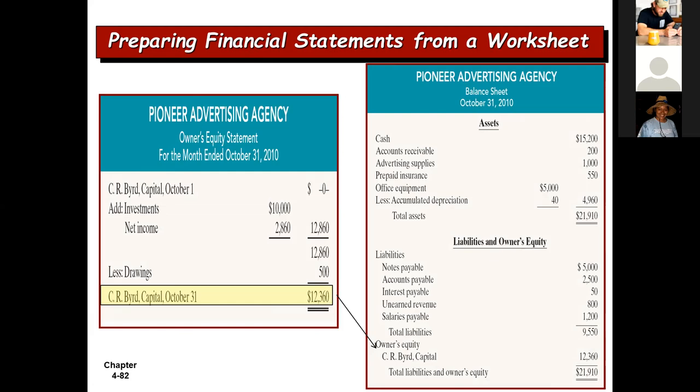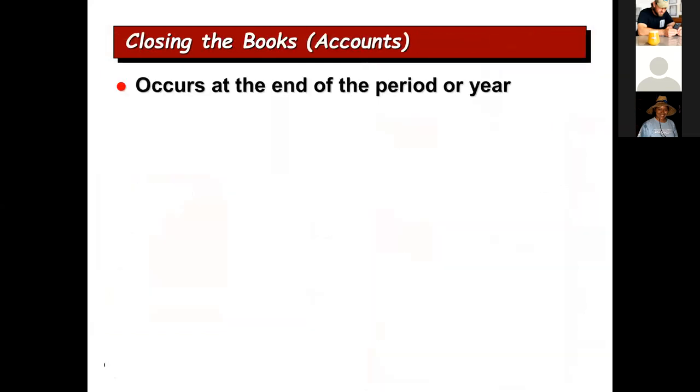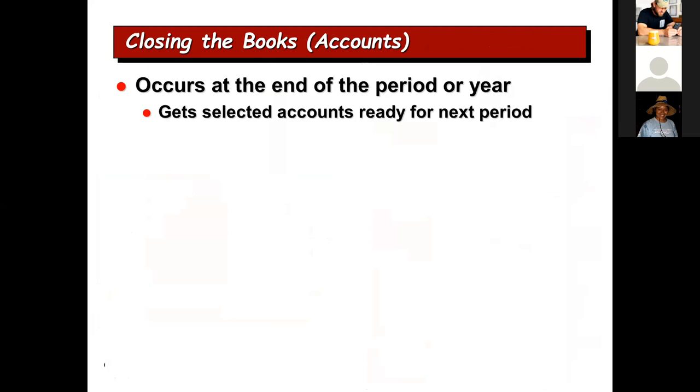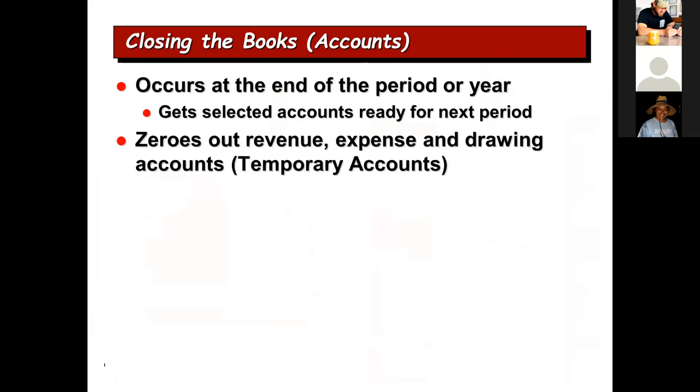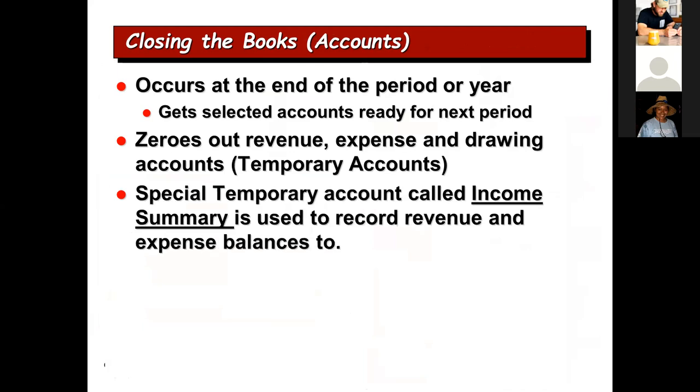Okay, so after the financial statements are completed and are going to be issued to the owners or to the managers for review, then the accountant has to close the books. Technically, the closing of the books only occurs once a year at the end of the period or year. Basically, you have to get all the accounts ready for the next period by zeroing out all the revenue, expense, and drawing accounts. They're the temporary accounts. Then you have to create a special account called income summary where you move all your revenue and expenses into, and then you transfer that balance to your equity.